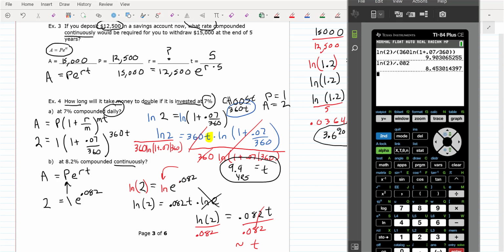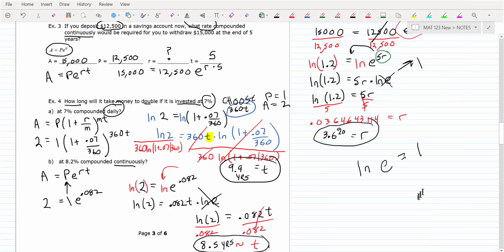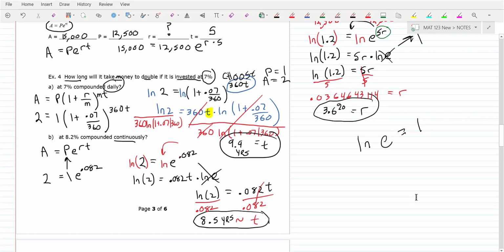The ln e is 1, so if you multiply 1 times 0.082t, you get 0.082t anyway. So you can just ignore that because it's 1. You don't have to show that step necessarily. Okay, so what we get then, we'll just round that to like 8.5 years is how long it takes that money to double in value. No matter what it is, even if it's $1 million, it'll still take 8.5 years for that money to double.